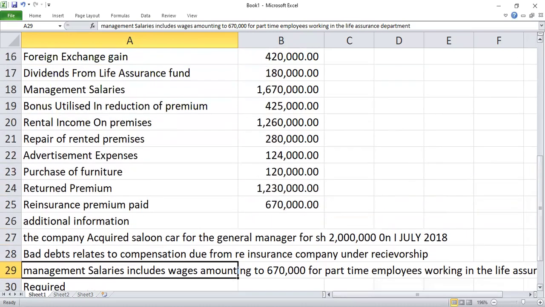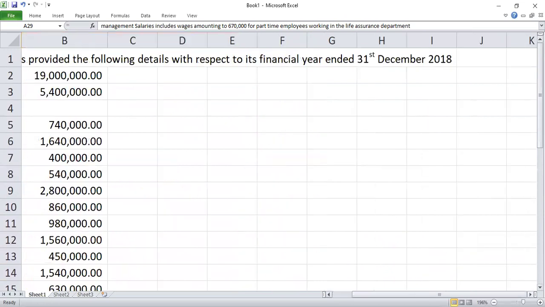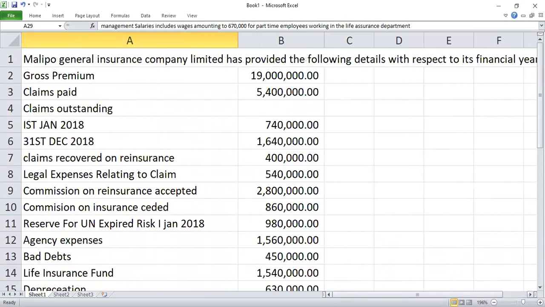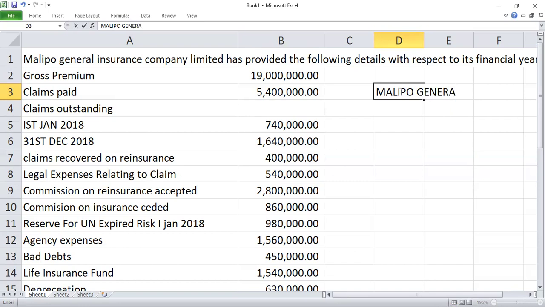So let's start working out this question. We know how we tax insurance companies. We begin with the name of the company, which is Malipo General Insurance, and we are going to prepare the taxable income for 2018.